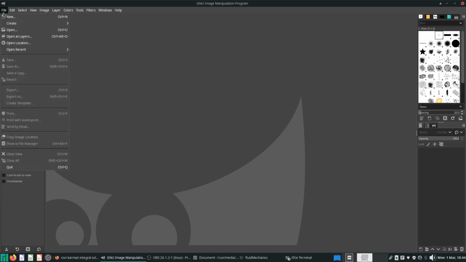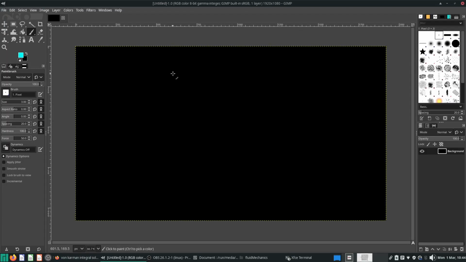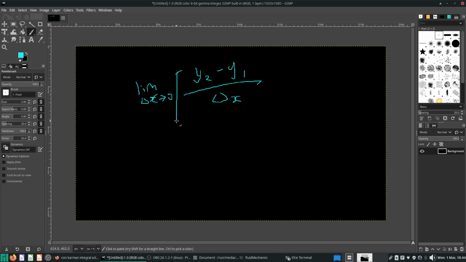Okay, I'm going to start. The derivative form is like this, right? You have y2 minus y1 over delta x, and you take the limit as delta x goes to 0 of this whole thing. And this delta should be a complete triangle, not a volcano-like looking shape.